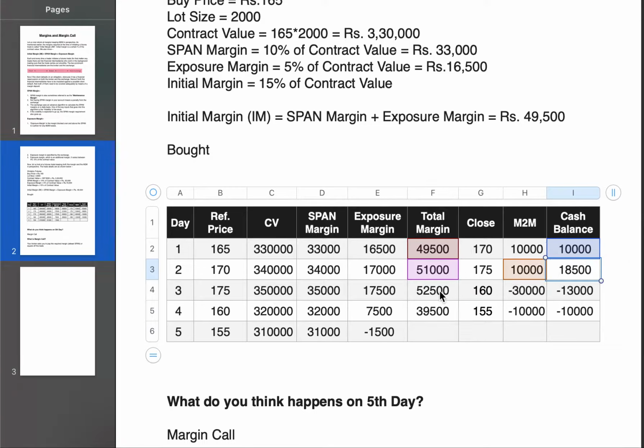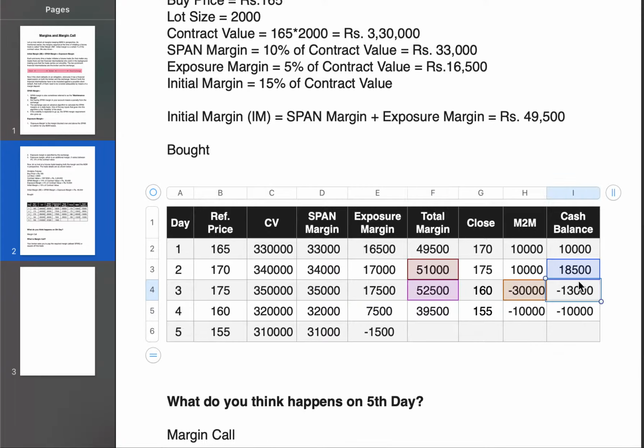But I faced a loss that day, a loss of 30,000 rupees, because the market has fallen by 15 rupees. Hindalco futures has fallen by 15 rupees. So 15 into 2000, I have an M2M loss of 30k. But I had a cash balance of 17k, which is 18,500 minus the extra 1500 I put as total margin on day 3.